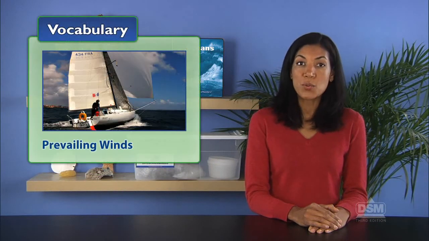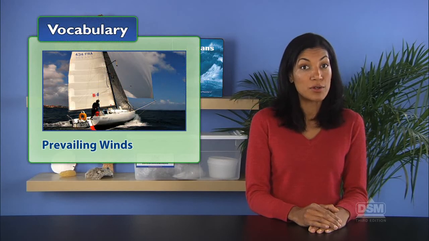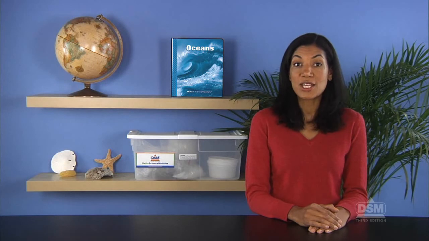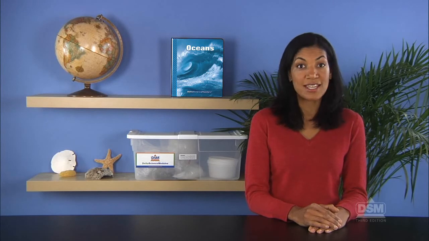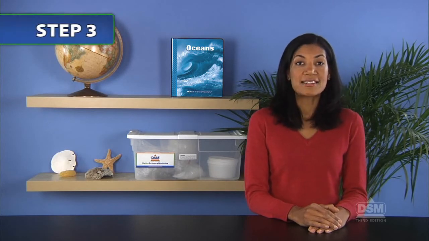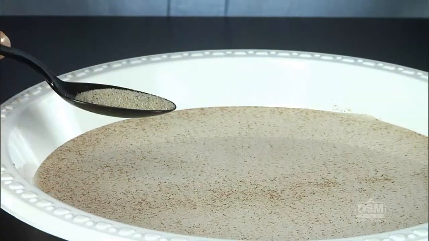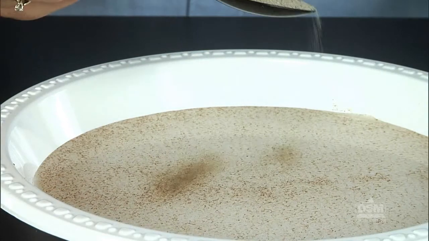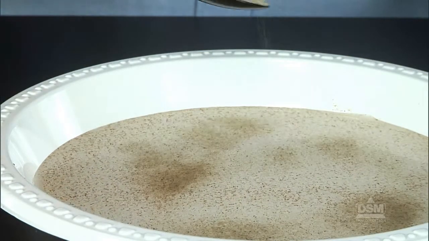Explain that prevailing winds are global wind systems caused by the uneven heating of Earth's curved surface. These prevailing winds blow continuously across the surface of the Earth and push against the surface of the ocean, setting ocean currents in motion. Next, give each team about a teaspoon of sand and tell them to sprinkle the sand over the plate of water. Make sure to point out that unlike cinnamon, the sand sinks.